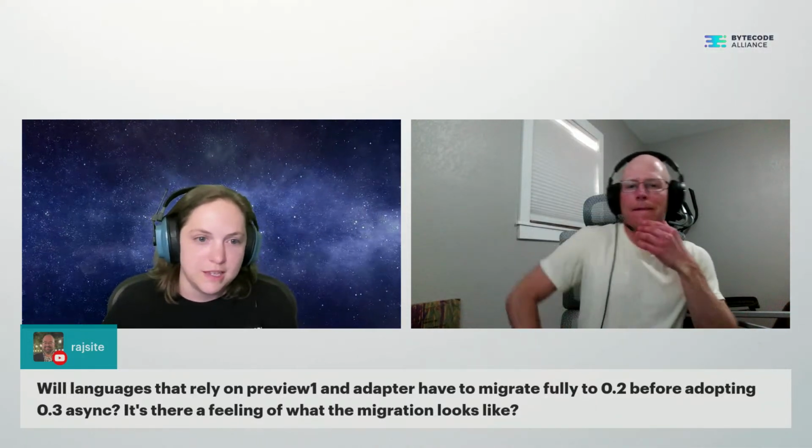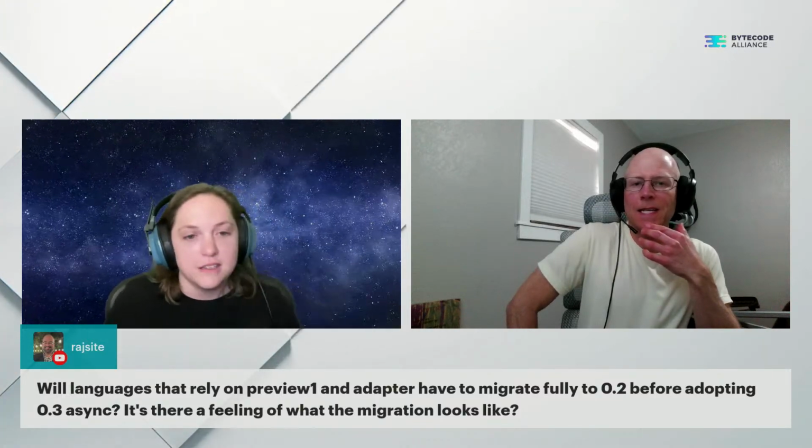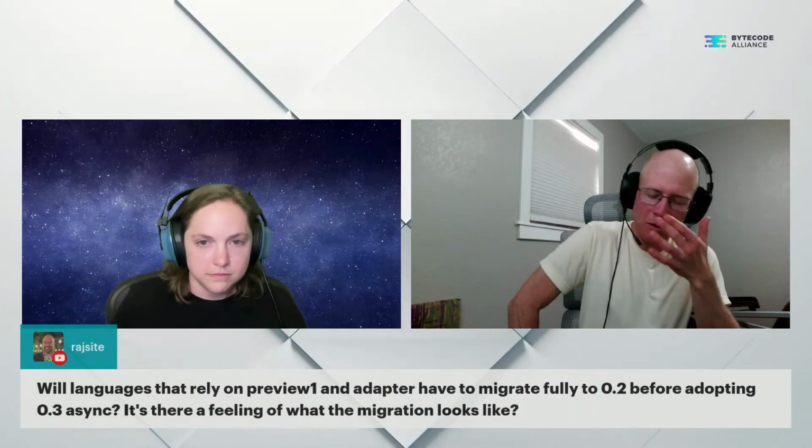Will languages that rely on Preview One and the adapter have to migrate fully to 0.2 before adopting 0.3 async? And is there a feeling of what that migration might look like? Yeah. So, of course, the scope of Preview One is POSIX kind of stuff like environment variables, very limited sockets, file system stuff. I'm trying to jog my memory. Maybe you can help, Bailey.